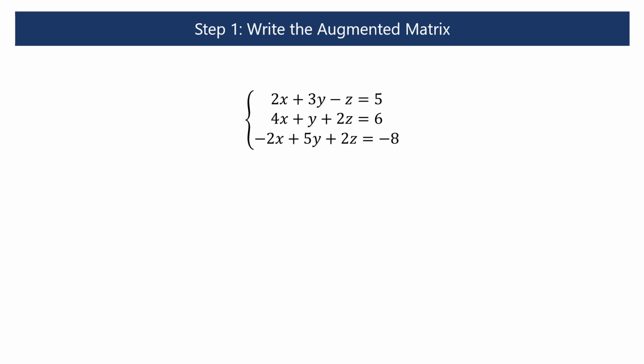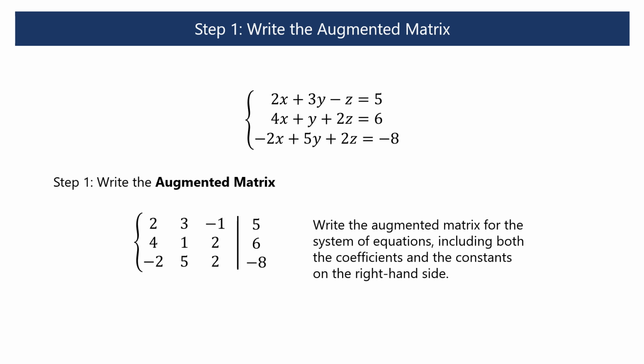To understand the process of Gaussian elimination, let's solve a system of linear equations step by step. Consider this system of equations. Step 1. Write the augmented matrix. First, we write the augmented matrix for the system of equations, including both the coefficients and the constants on the right-hand side.